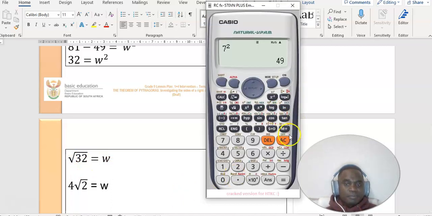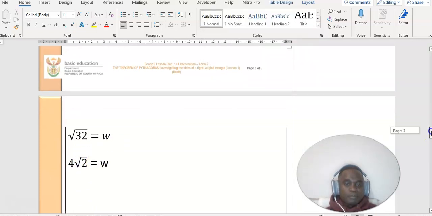Then square root of 32 will give us 4 root 2, 4 square root of 2. So w is equal to 4 square root of 2. You see that this 2 is not a perfect square. So we've left it in surd form.